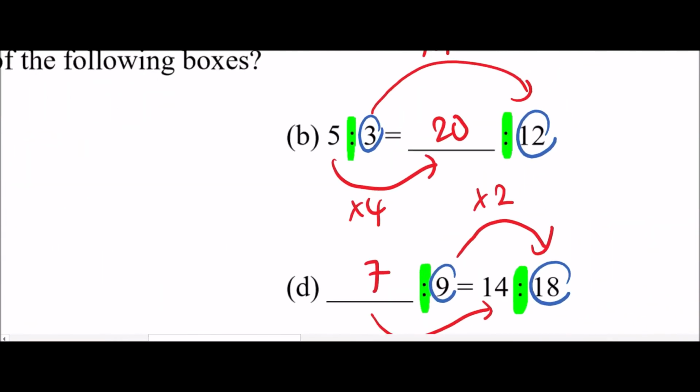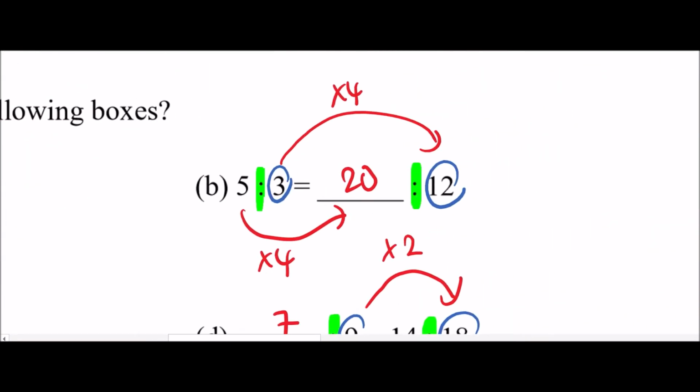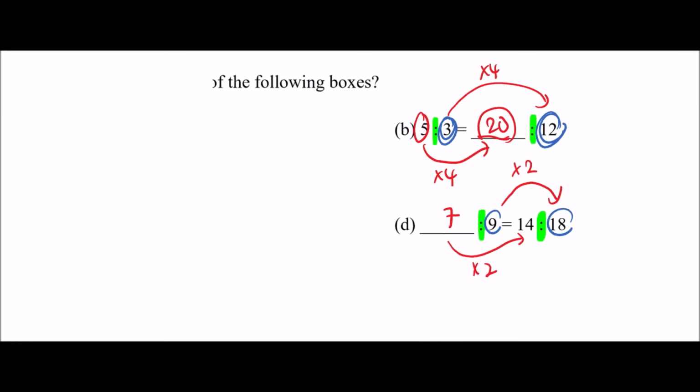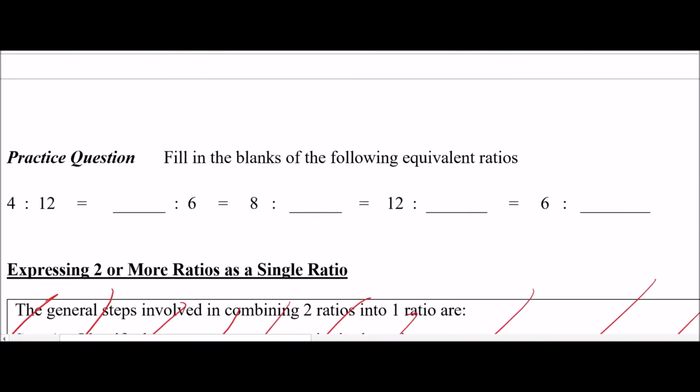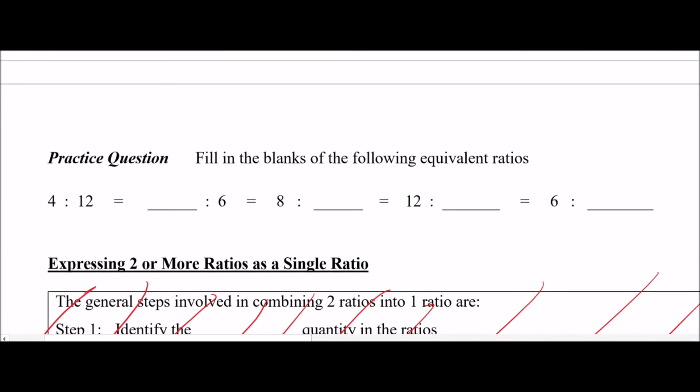Likewise for part B. This time the blank is on the left hand side, which we compare to the number 5. So 3 should be compared to 12, and you get the relationship times 4. I'm going to zoom out here to show you the answers for part C and part D. If you understood this process, go ahead and pause the video and finish these practice questions on your own.